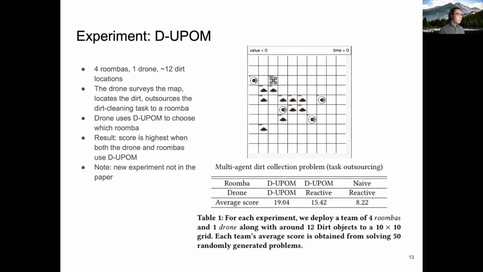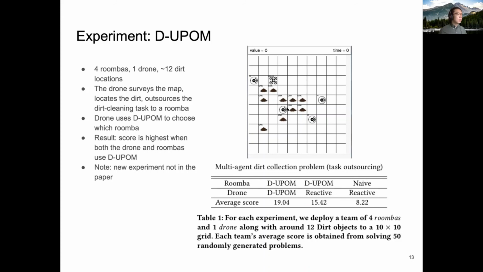The third set of experiments is on D-UPOM. So we had not had it ready for the DMAP workshop in our paper, but we did it after the workshop submission, both the code implementation and the experiment. So here we have 4 Roombas and 1 drone. And the drone is supposed to survey around the area and locate the dirt and outsource the cleaning task to one of the Roombas.